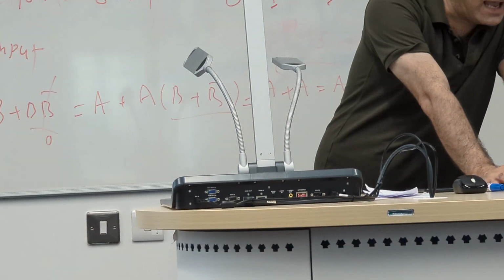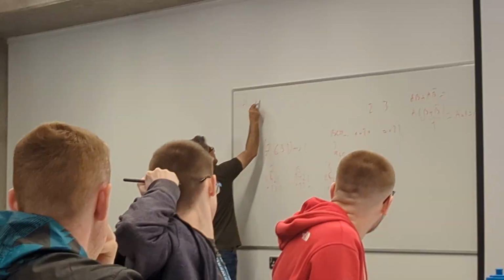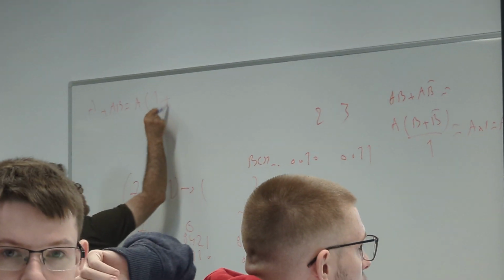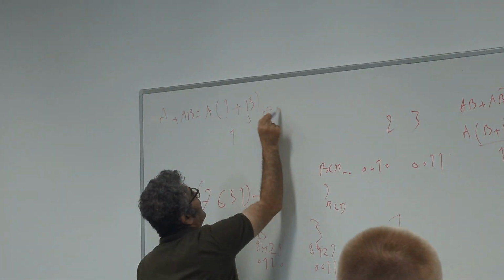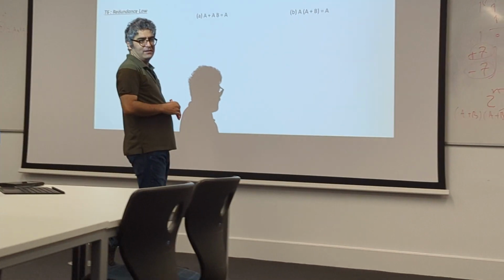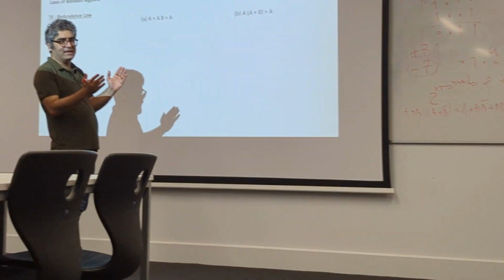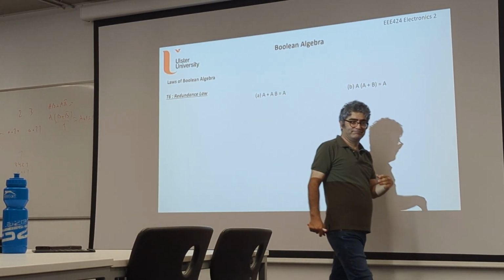Another rule is this. A plus A times B would be A. Do you know how? I can solve this also. A plus AB. It will be A times 1 plus B. Okay? 1 plus B would be 1. A. Clear? And then A times A plus B would be A. We can extend. A times A plus A times B. A plus AB. It will be this, then would be A. Clear?